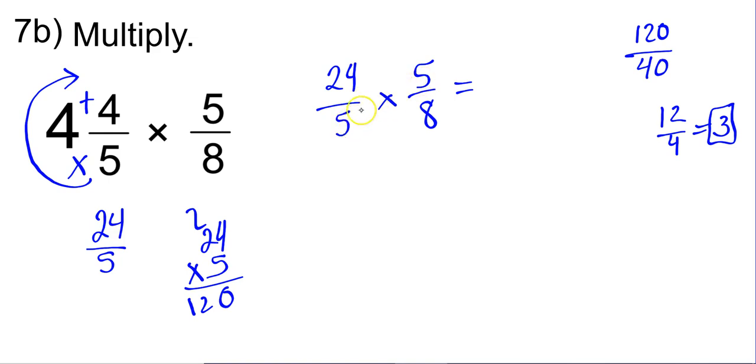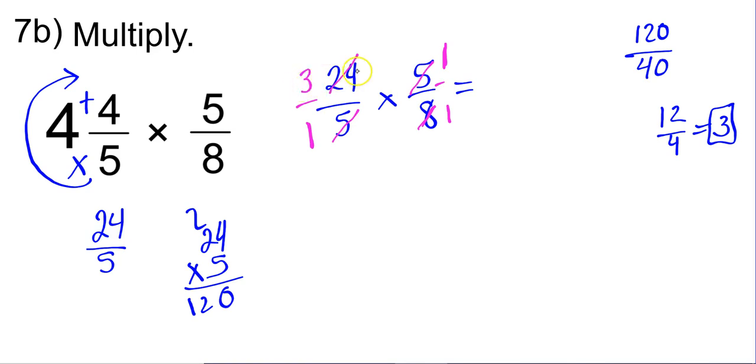Go diagonal. Do the 5 and the 5, can they be divided by the same number? The answer is yes. 5 can be divided by 5, and you're going to leave a 1. 5 divided by 5, leave a 1. 8 and 24 can both be divided by 8. 8 divided by 8 is 1. 24 divided by 8 is a 3.